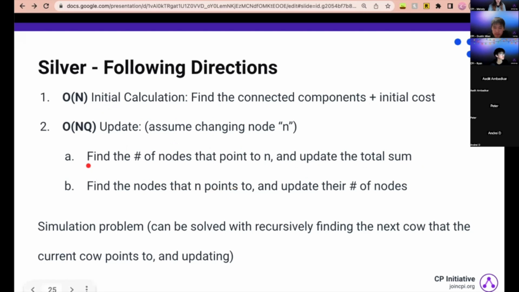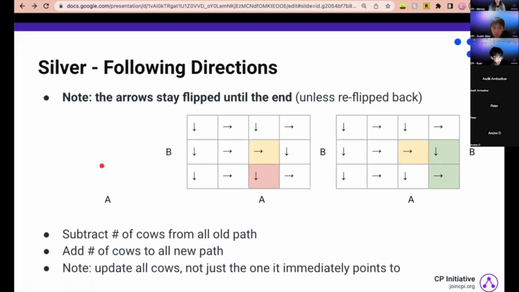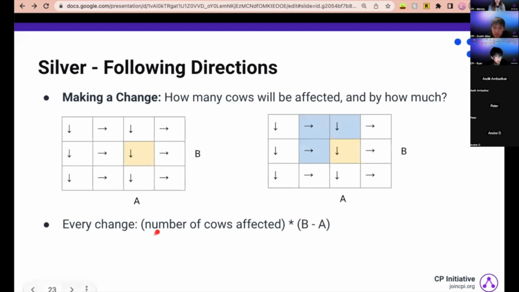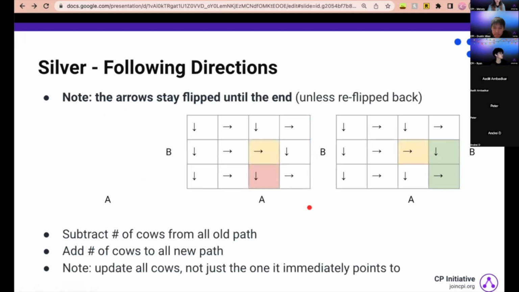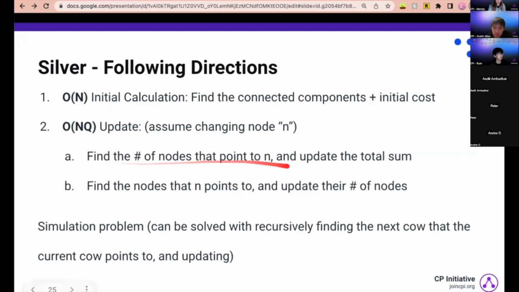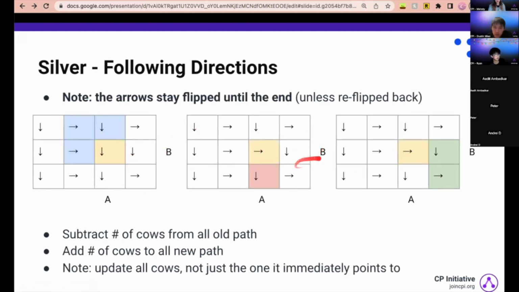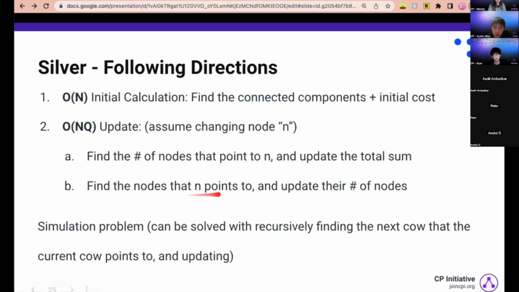So again, earlier, in order to find the cost of the day, we're going to find the number of nodes that point to this node and update the total sum. And that's why it's important earlier that we keep a list of the number of cows that lead to each cow, because that way we can compute this in just, I believe, O(1). But when we actually update, like here, this is going to cost Qn, because it's going to need to loop through and then keep updating until we reach the end.